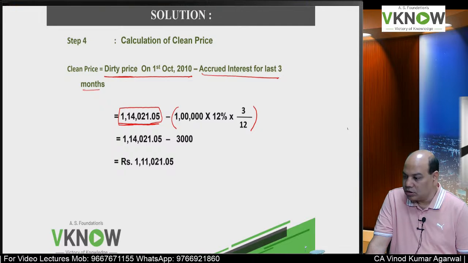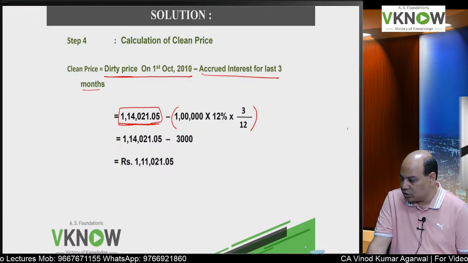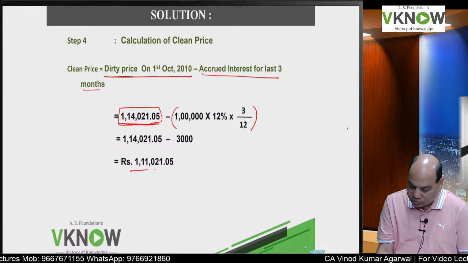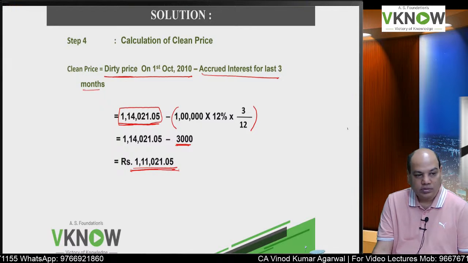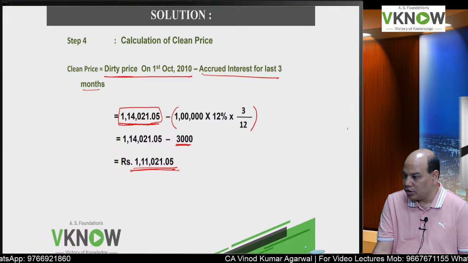So what is the answer now? This time the answer is very easy. Interest accrued is 3,000. So the final answer is clean price is 111,021.05.